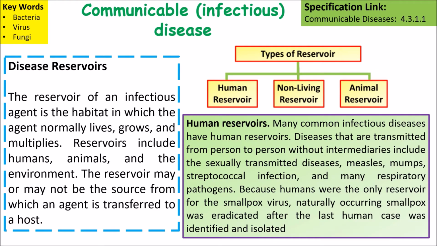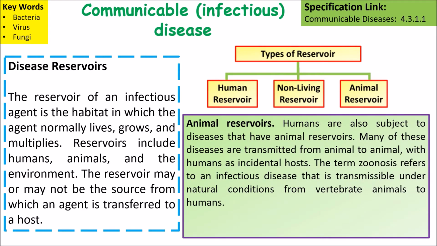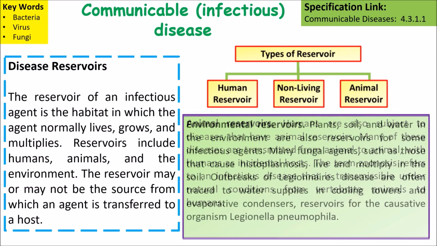Human reservoirs: many common infectious diseases have human reservoirs, so the diseases are transmitted from person to person. Animal reservoirs: humans are also subject to diseases that have animal reservoirs, so things like malaria and influenza also circulate through animal populations.